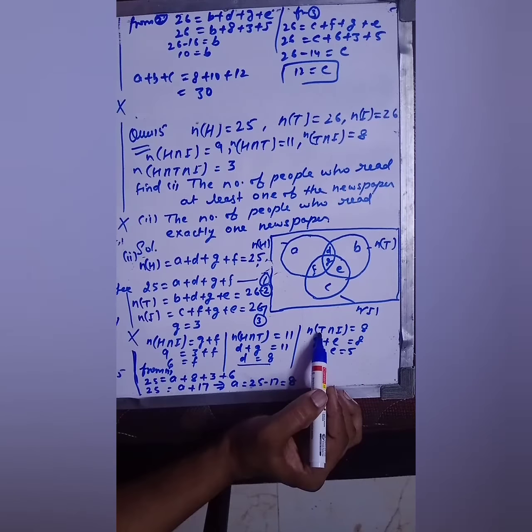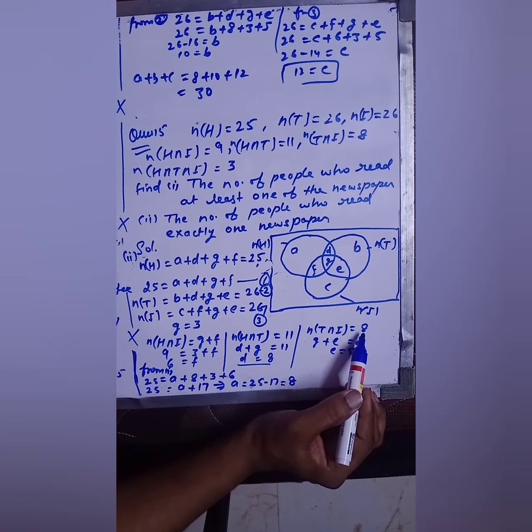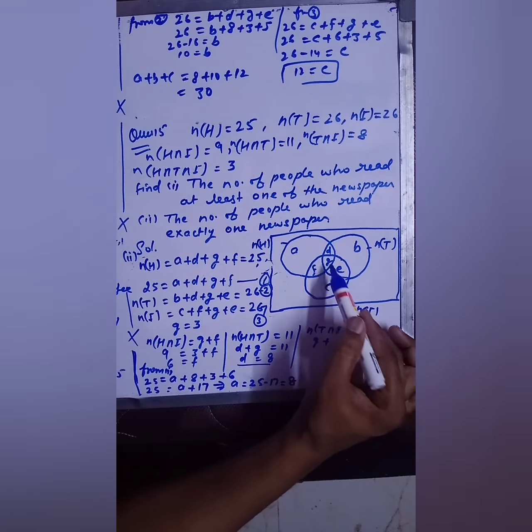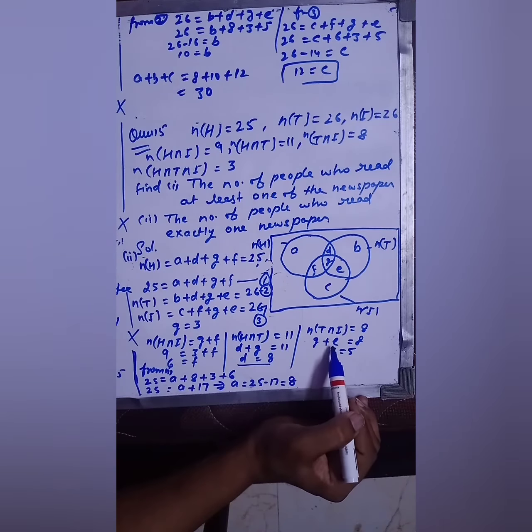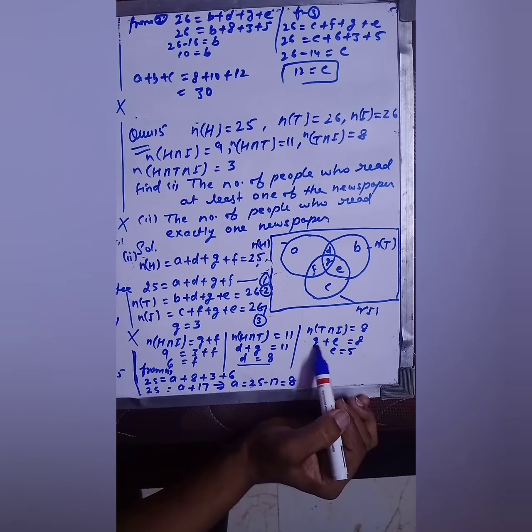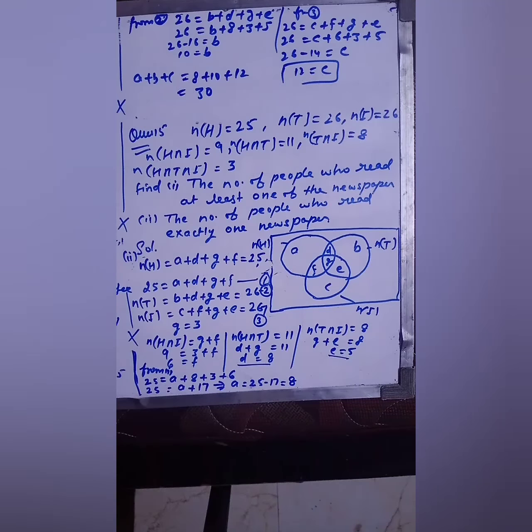Similarly, T intersection I equals 8. This is given to us. T intersection I means G plus E. The value of G is 3, so E will be 5. So here we have calculated the values of F, D and E.